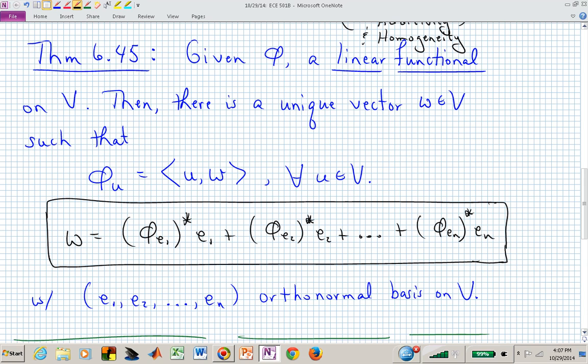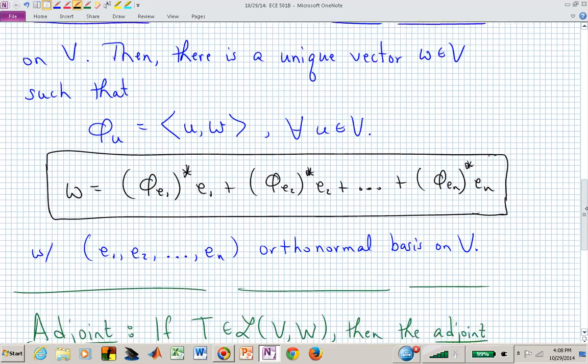And if we've defined these e1, e2, up to e sub n, as the orthonormal basis on the vector space, then we can generate this unique vector W by looking at the complex conjugates of this linear functional applied to each of those basis vectors, scaling those basis vectors, and that's W. And that phi applied to these different basis vectors is really saying, how are these orthonormal vectors aligned with this linear functional, in a sense? That was theorem 6.45.